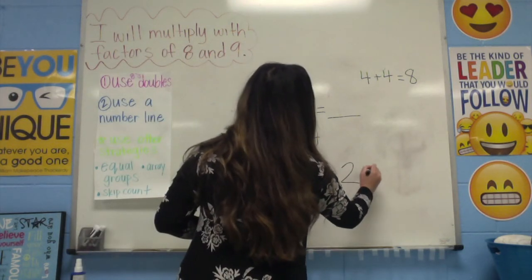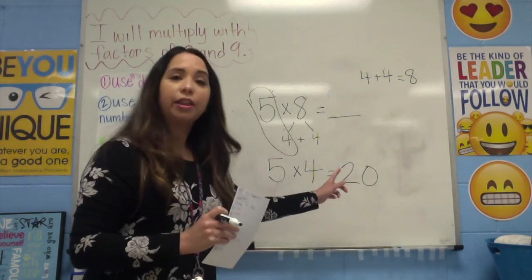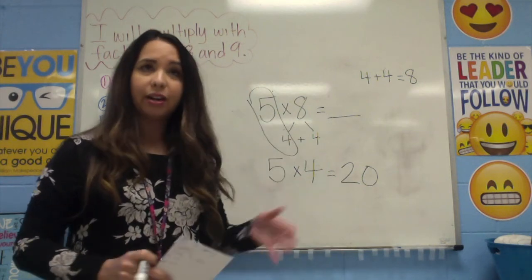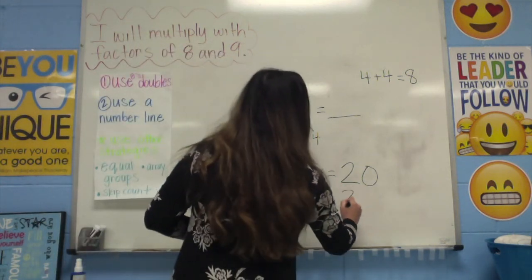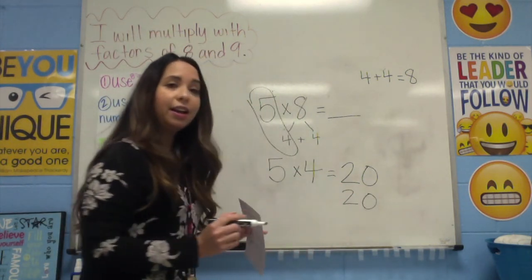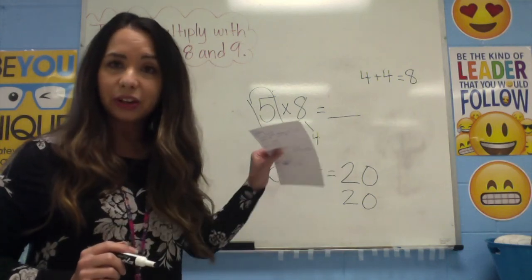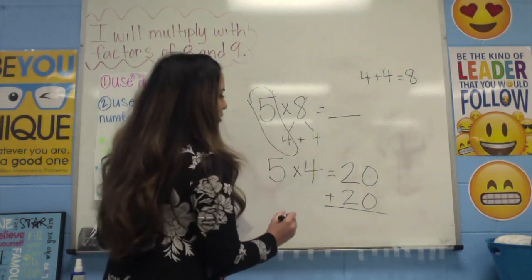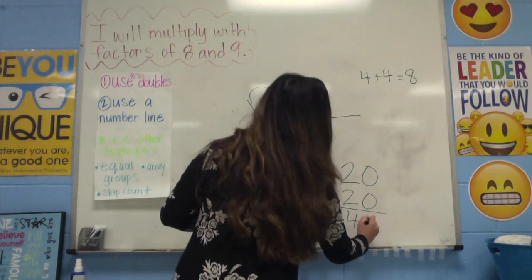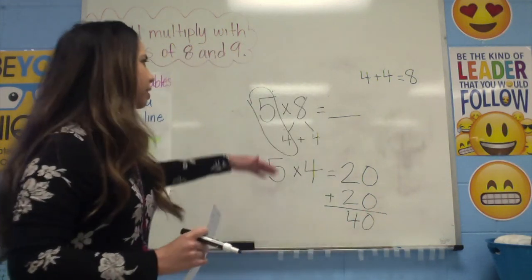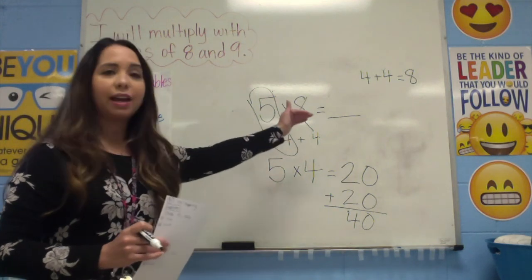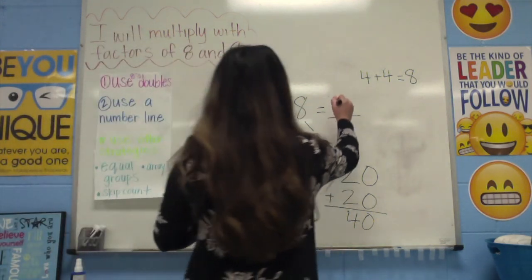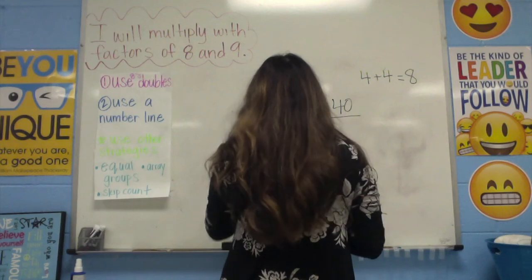Now watch. You're going to take this answer, this product, and you're going to double it. So let me rewrite it just like that. Now all we have to do is add those, you guys. So when I add 20 plus 20, I get 40. So back to this problem, 5 times 8 equals 40. And that's how you use the double strategy.